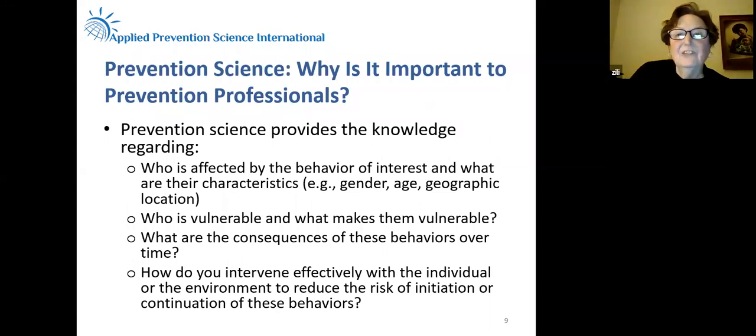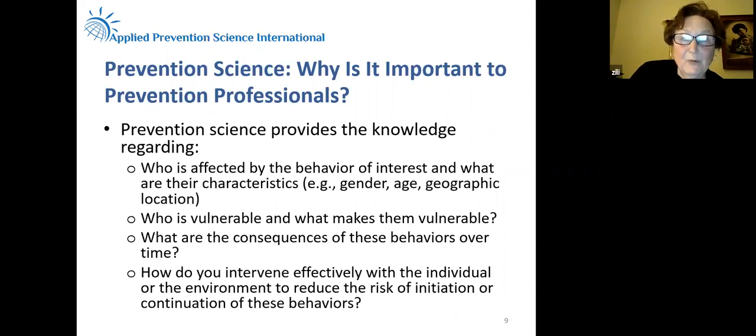So why is prevention science important to prevention professionals? In my past, I used to work at the National Institute on Drug Abuse, and I often would talk to practitioner groups, prevention practitioners. To be honest with you, a lot of the time when they heard that I was a researcher, they would get up and walk out of the room because they didn't see the application. That was a problem on the researcher's part. We weren't able to convey that knowledge in a useful way.